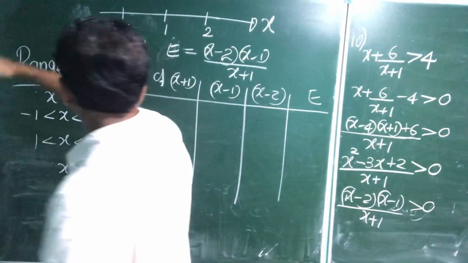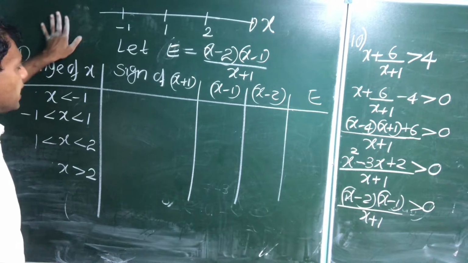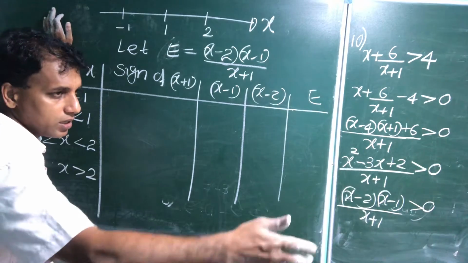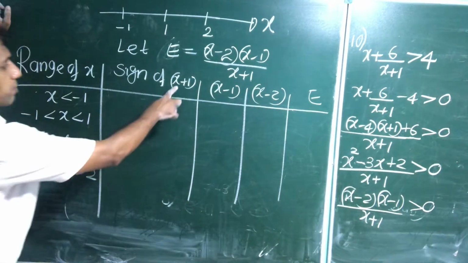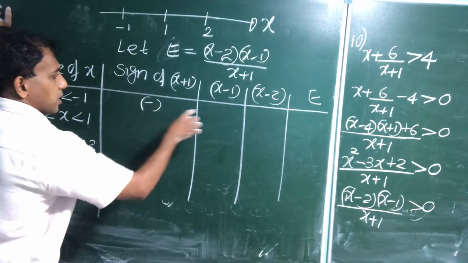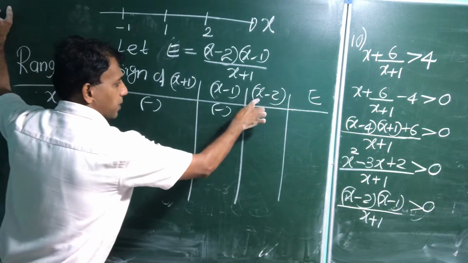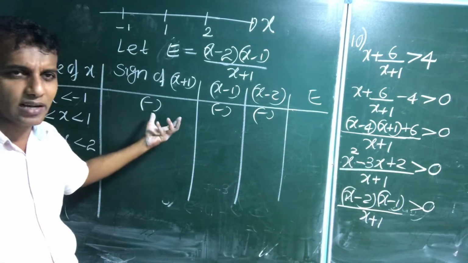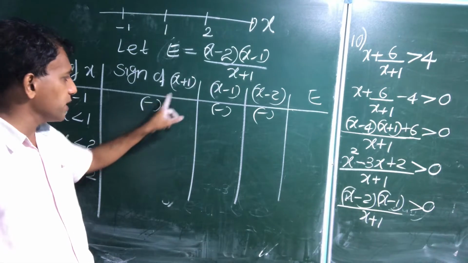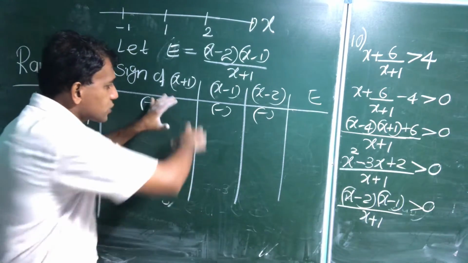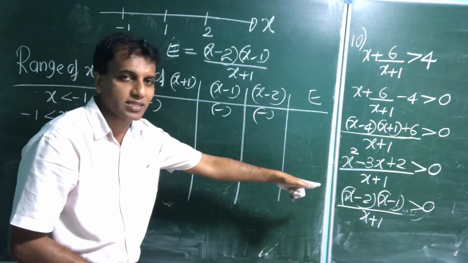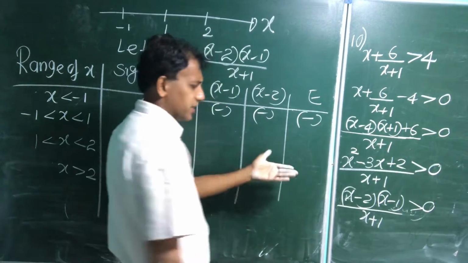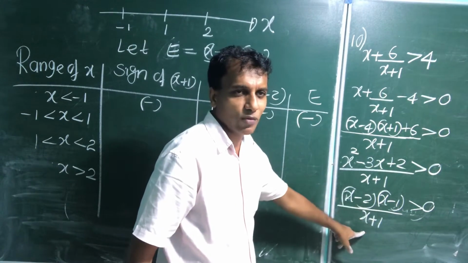x less than -1: you can put a number and check. A number smaller than -1, say -5. Put -5: -5 plus 1 is negative, -5 minus 1 is negative, -5 minus 2 is negative. All three negative give the e answer: negative times negative is positive, divided by negative gives negative.